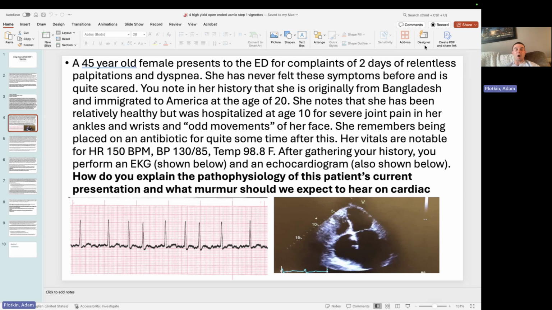Her vitals are notable for a heart rate of 150, blood pressure is 130/85, her temp's 98.8. After gathering history, you perform an EKG, a rhythm strip that I showed below, and an echo I also showed below. How do you explain the pathophysiology of this patient's current presentation, and what murmurs should we expect to hear on cardiac auscultation? Okay, so pause your screen and consider, and then we'll discuss.